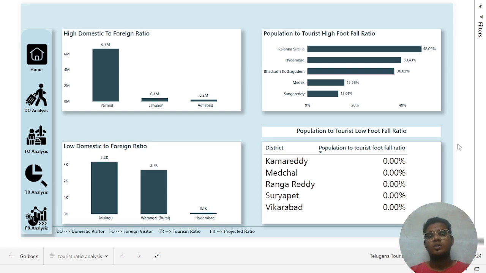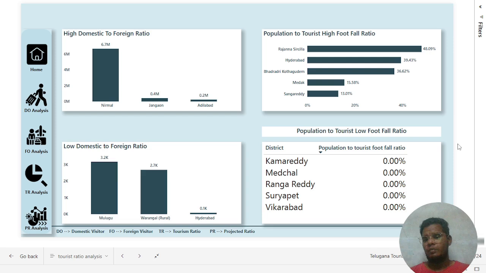And then the population to tourist high footfall ratio. Telangana state has some population, and the data available is based on the 2019 population. The high footfall ratio is nothing but how many people live in this particular state and what percentage of them visited that particular place. In that scenario, Rajanna Sircilla is the first place, Hyderabad second, Bhadradri Kothagudem, Medak and Sangareddy. These are the places with a high footfall ratio.